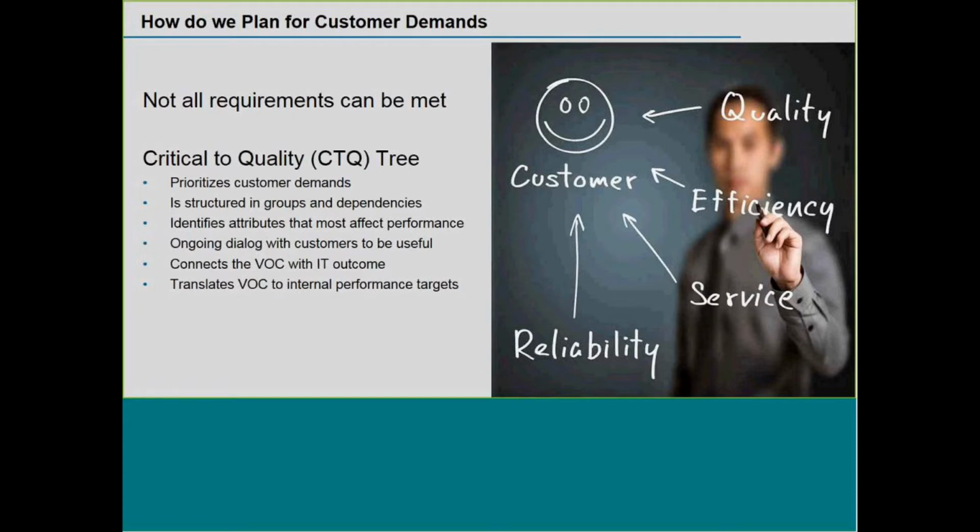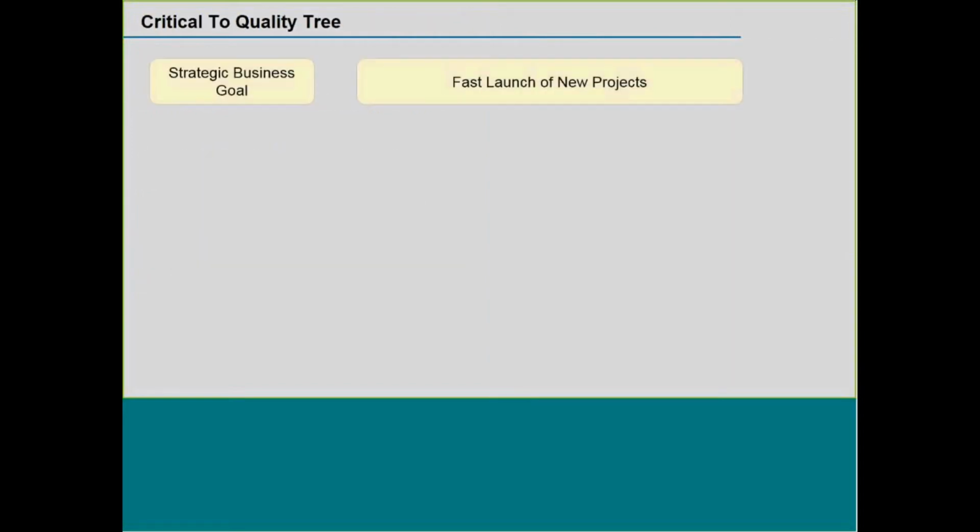Lean provides us with the tools we need to do this. One of the tools that we need in order to understand what our customers want is called the critical to quality tree. On the next slide, we'll do an example of this, but what we will do here is essentially prioritize our customer demands and structure these groups and dependencies appropriately. This will help us connect the voice of the customer to the product and service that we provide.